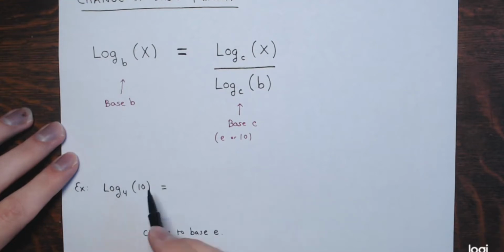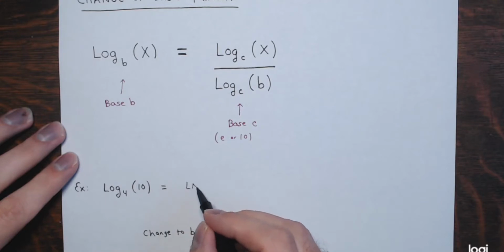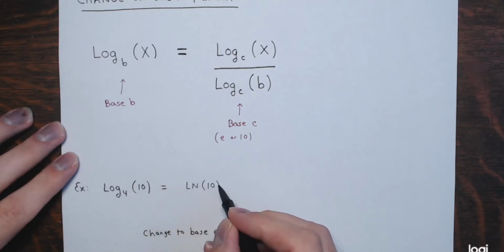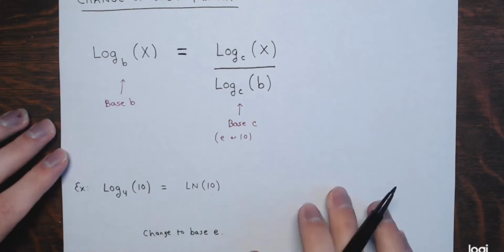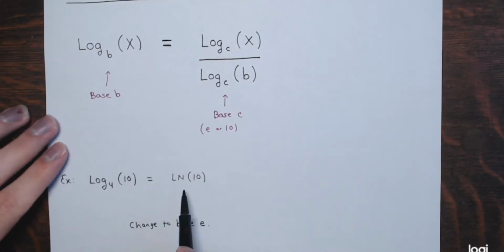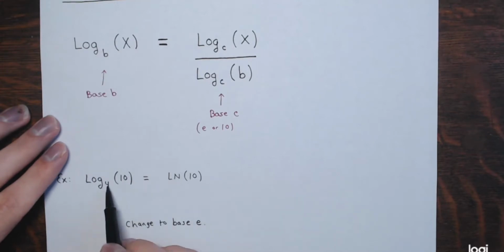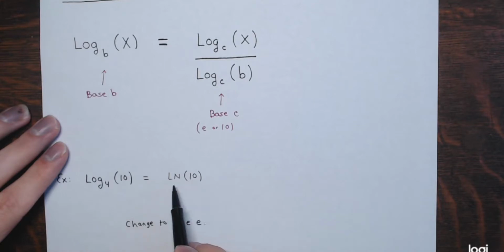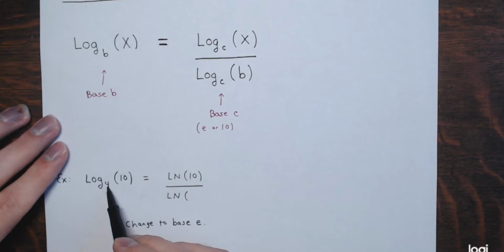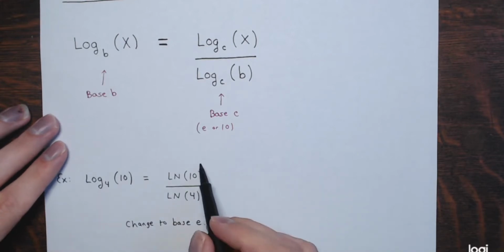Instead of log base 4 of 10, we do the natural log of 10. But these aren't equal. I'll show you on a calculator in a second. So after you change the base, instead of log base 4 of 10, now I'm taking the log base e of 10, then you divide by the log of the new base, log base e, of the original base. The original base was 4. That goes inside this denominator log. And this is what they want.